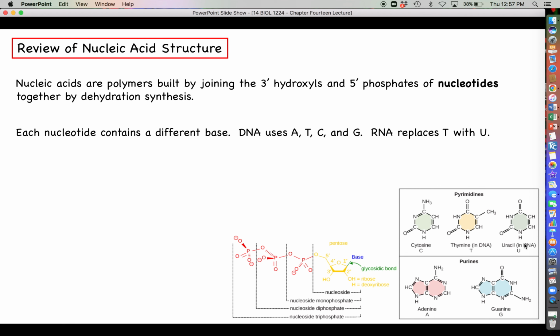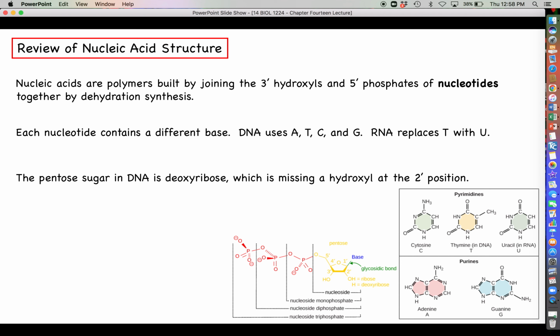DNA only uses 4 of the 5. It uses adenine, guanine, thymine, and cytosine, and not uracil. RNA uses uracil, but not thymine. You may remember that. So in DNA, the pentose sugar is deoxyribose, which of course is missing the 2' hydroxyl that is usually found in ribose, which is found in RNA molecules.